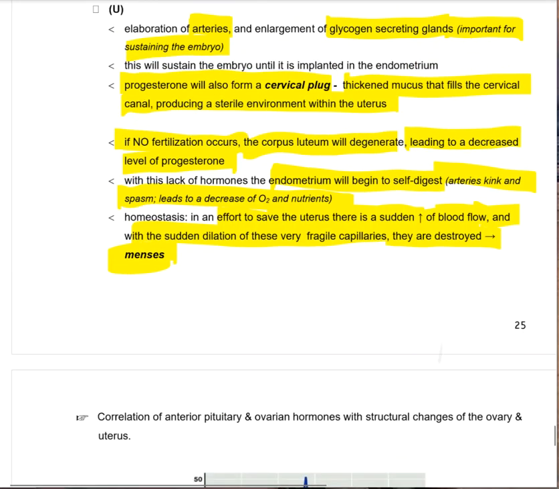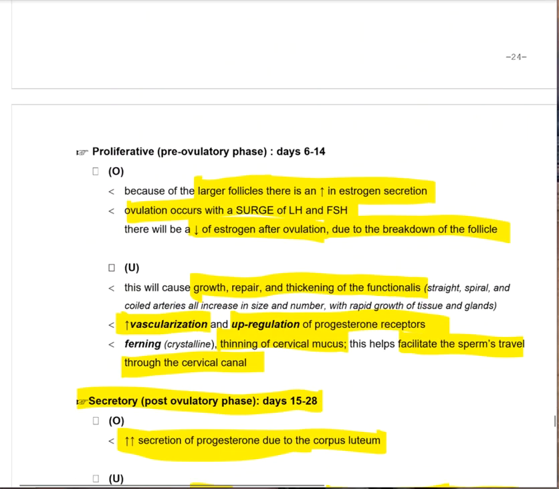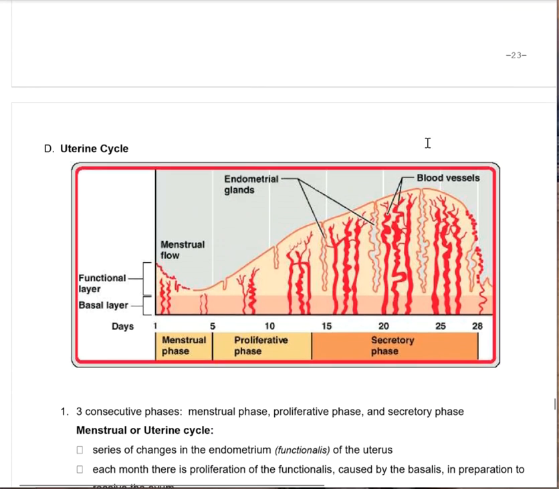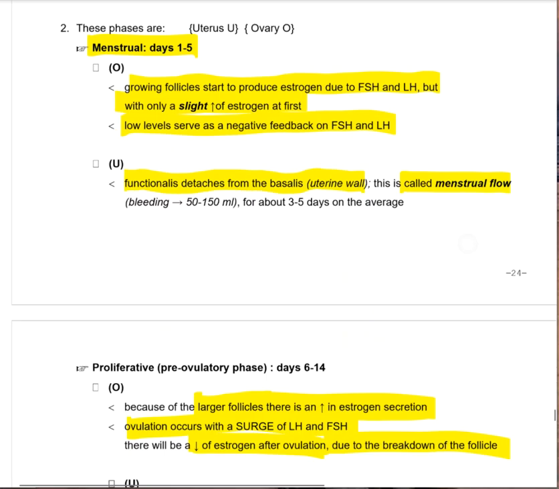Now, if there's fertilization, then obviously this wouldn't happen, and this nice thick layer will get maintained until implantation happens, fertilization and implantation, and this will stay thick throughout the remainder of the pregnancy.